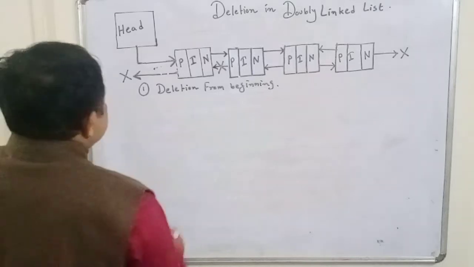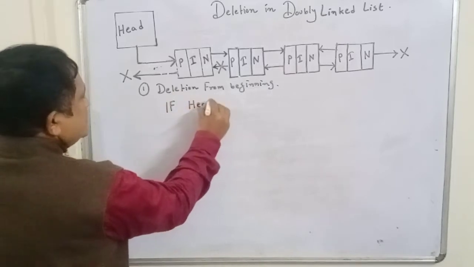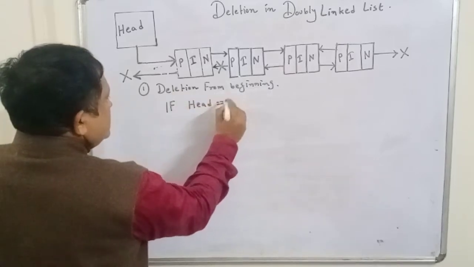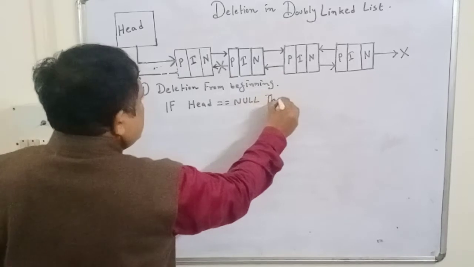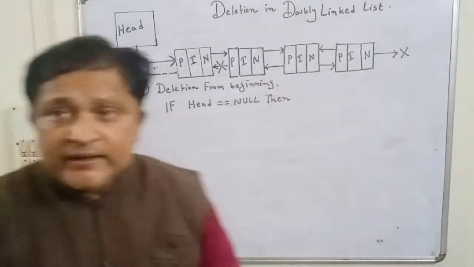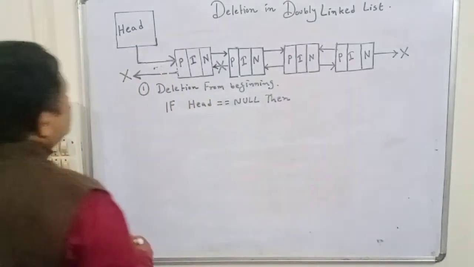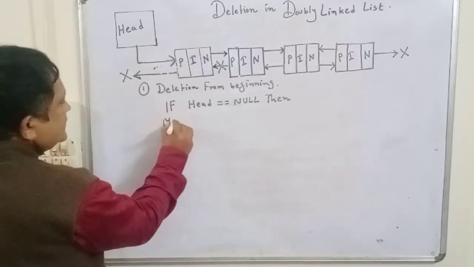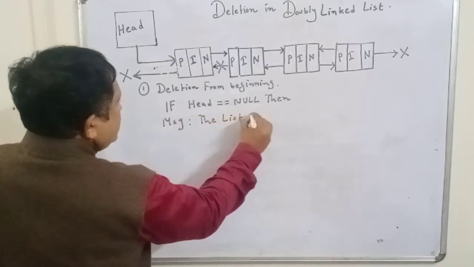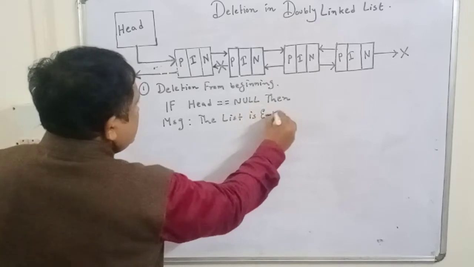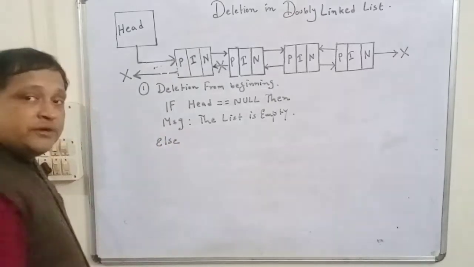What is the condition that the list is empty? We have if head equal to null. This means the head pointer is containing no address. Head pointer is containing nothing. So if head equal to null, then what do we have? Message: there is nothing to delete. The list is empty. So we can't delete.